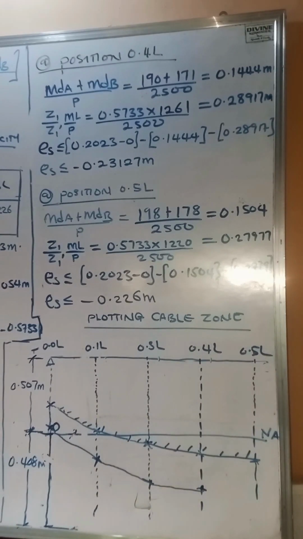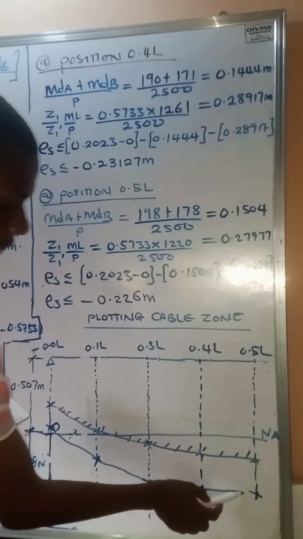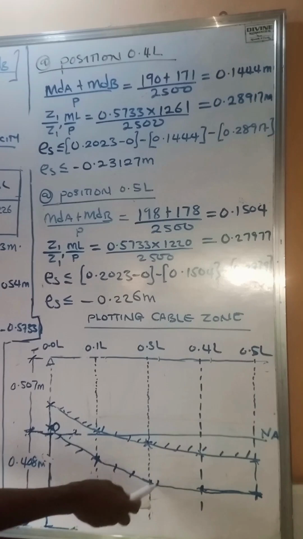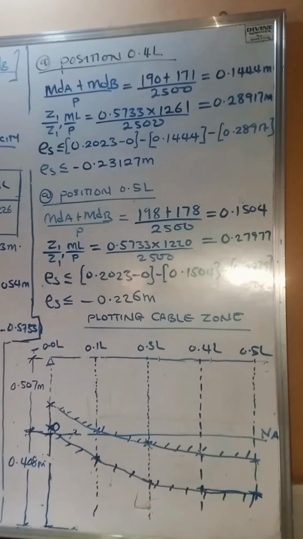All right. Now the last we have is at 0.5 L. At 0.5 L, we have it still within that area. So we can say that this represents the cable zone. So I can shade off this part of it. Now what we have done, we've gotten the cable zone.